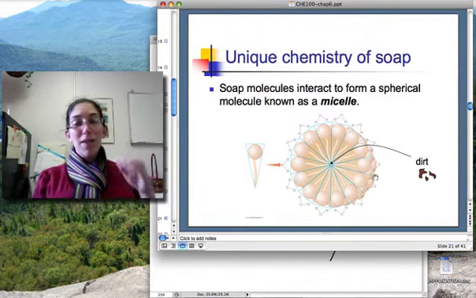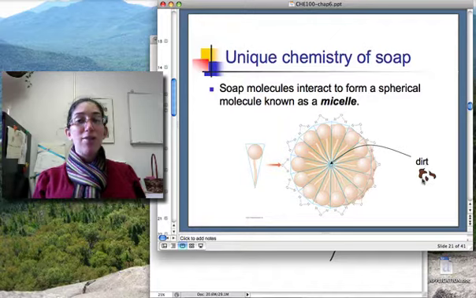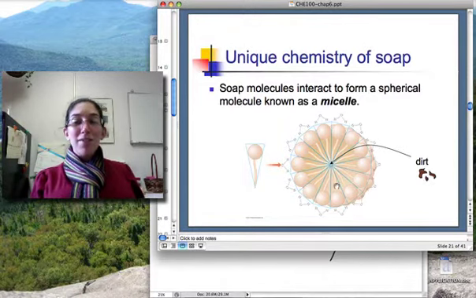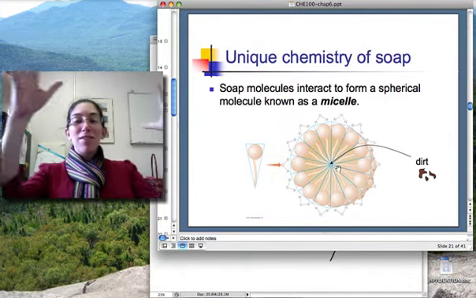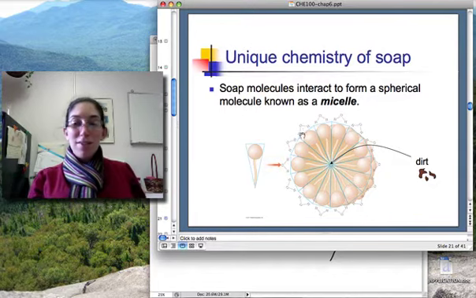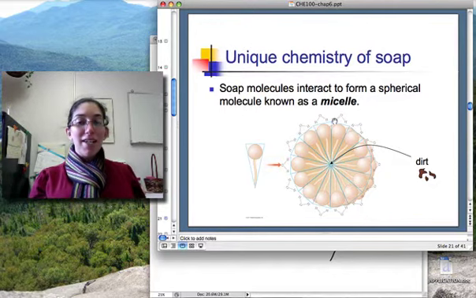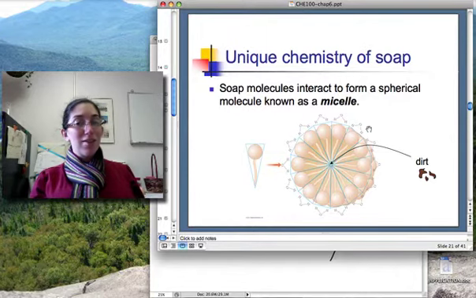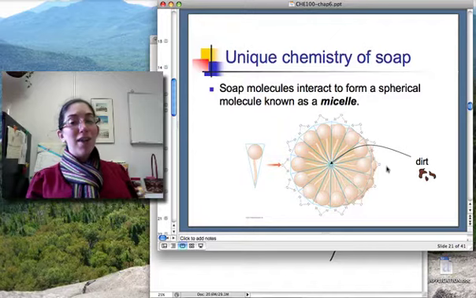So what happens is, with soap molecules, the nonpolar tail binds to dirt and attracts dirt or nonpolar grease. And that grease gets trapped in the center of the micelle and gets completely surrounded by these soap molecules that are polar on the outside. So you can see here the outside can engage in attractions with water molecules. So this whole thing can dissolve in water, and inside of it is where the dirt is trapped.